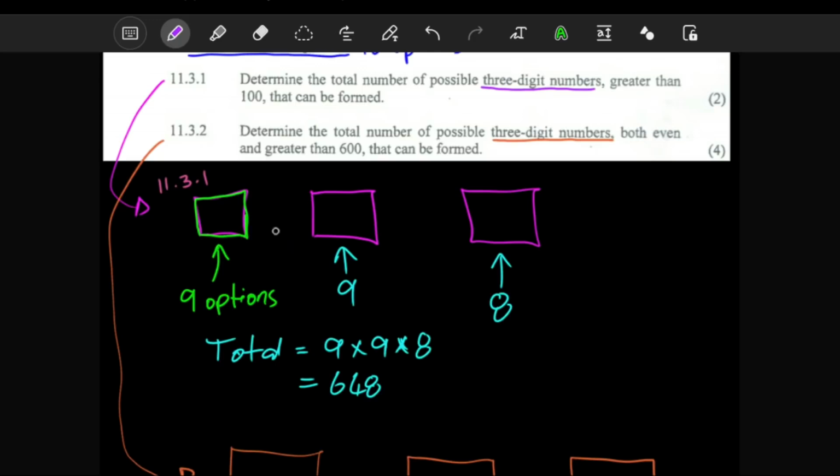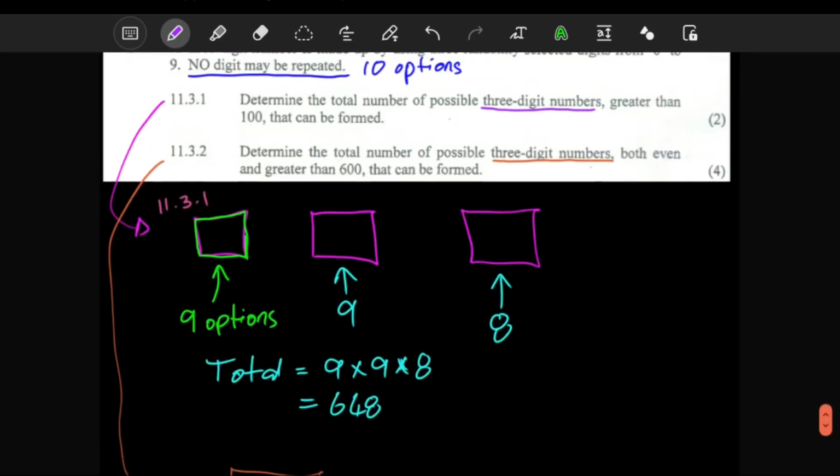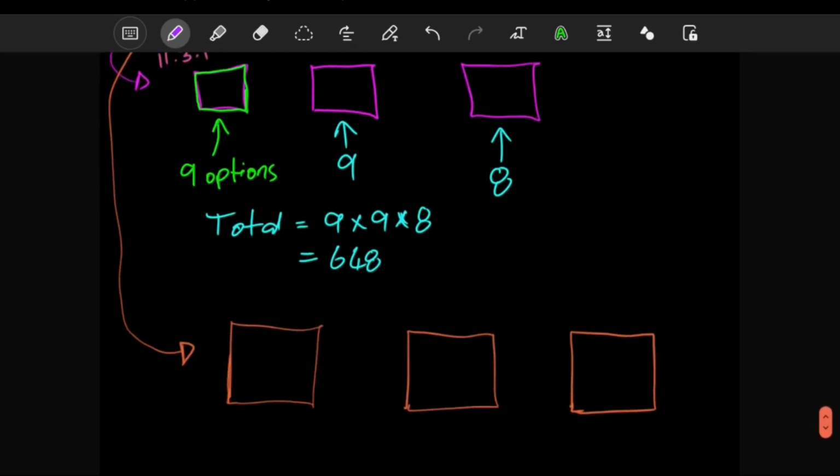So hence why we did this, and then so we did this. Now here they say that our code, what did they say here? Yeah, our code has to be even and it has to be greater than 600. So let's deal with this first. You see, it has to be even.